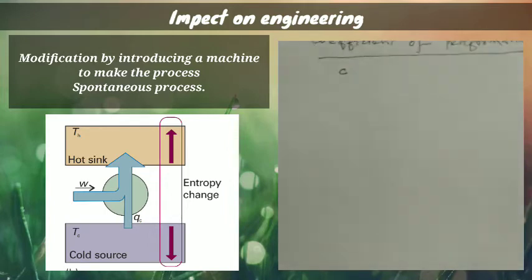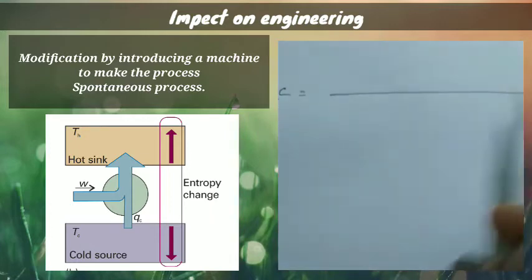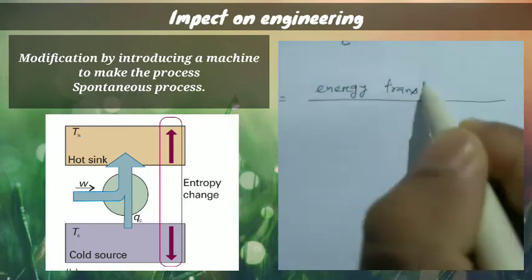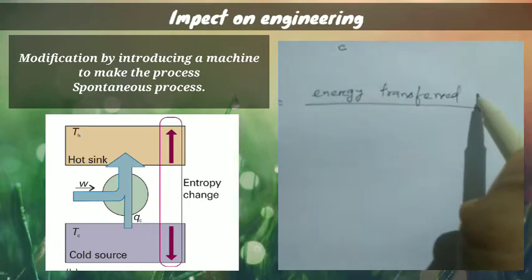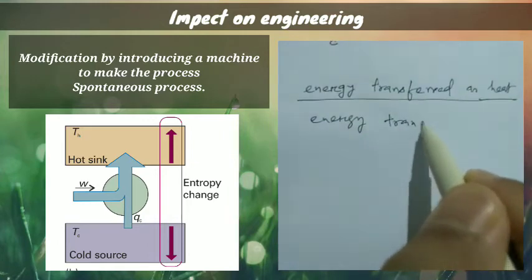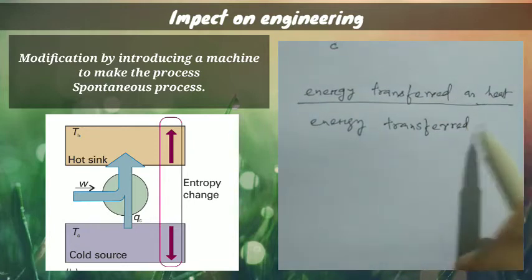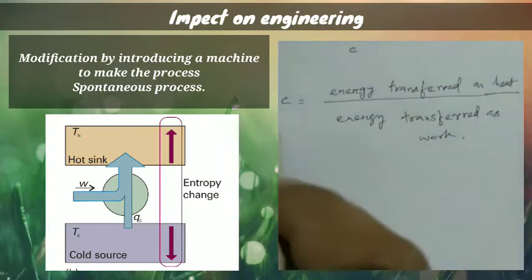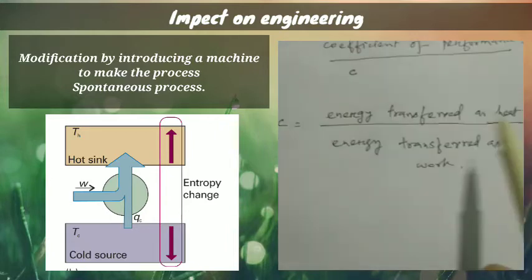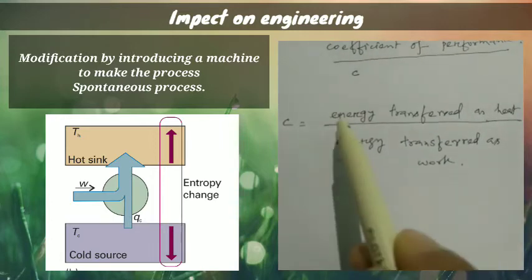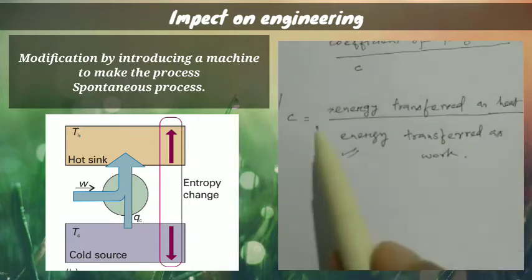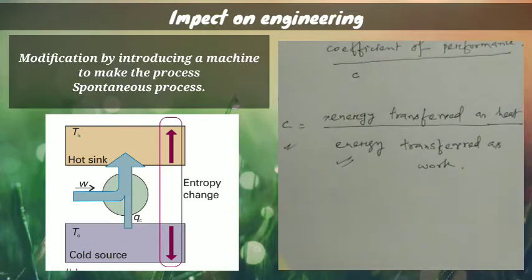Here we can define c like this: energy transferred as heat, and energy transferred as work. This is the definition. So what is the definition of coefficient of performance? If we have to do less amount of work to remove a specific amount of heat from the cold source to the hot sink, then the coefficient of performance is good. Understand? So this is the definition.